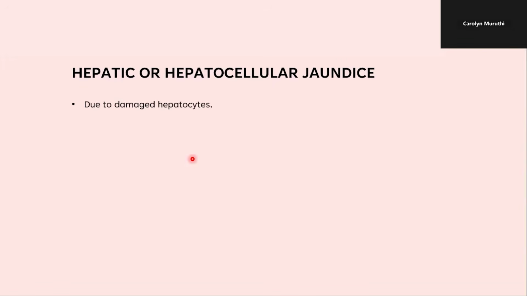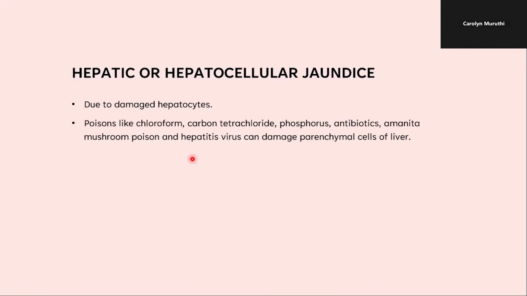When you talk about the hepatic or hepatocellular jaundice, this is as a result of damaged hepatocytes. And so the site of defect is within the liver. So we'll find that the hepatocytes are either damaged or their enzyme is defective. That is, UDP glucuronyl transferase is defective.